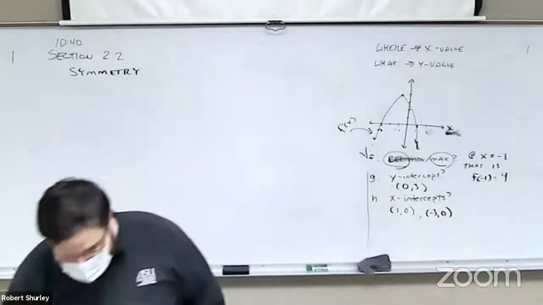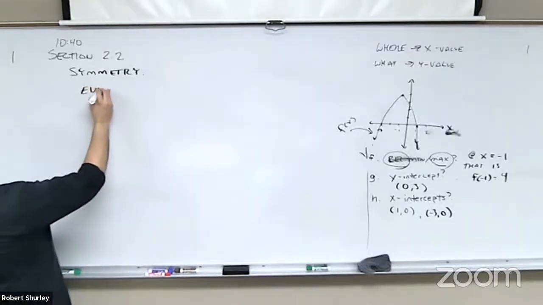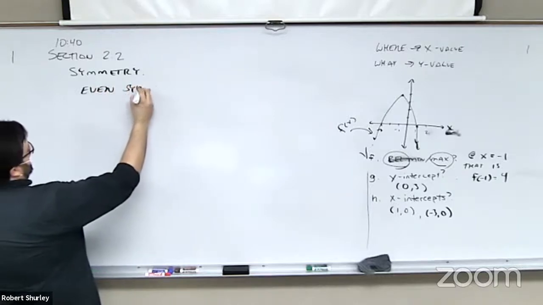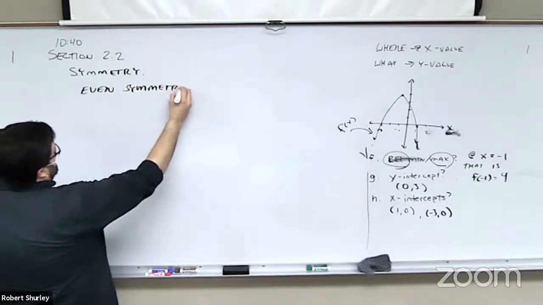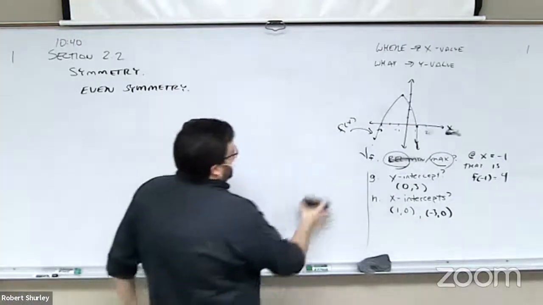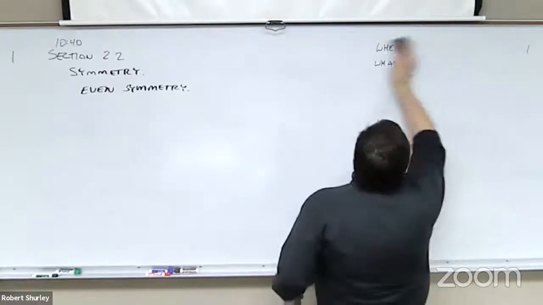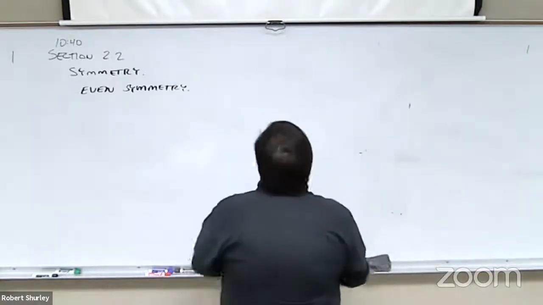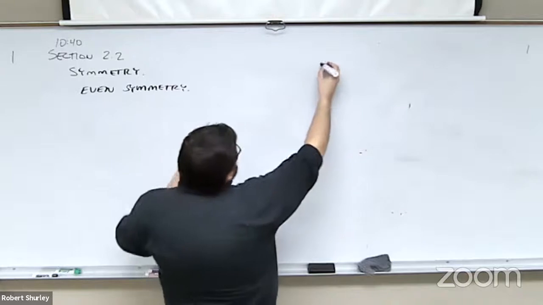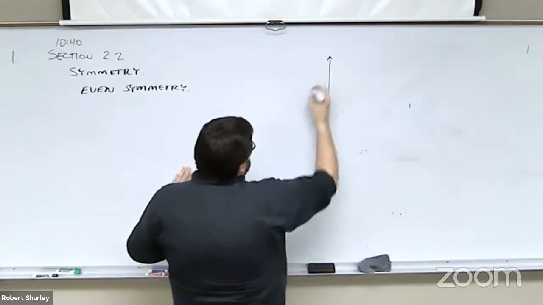So symmetry, there's 2 types of symmetry with functions. The first type of symmetry is even. So we're going to talk about that first. Even symmetry. And I'm going to give you a nice, really basic example of even symmetry. And it looks like this.